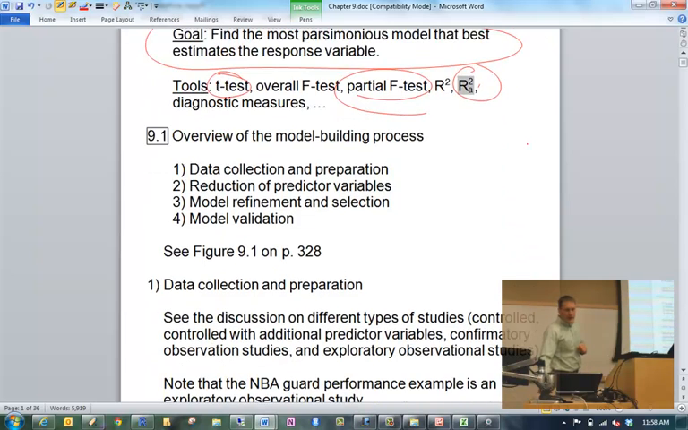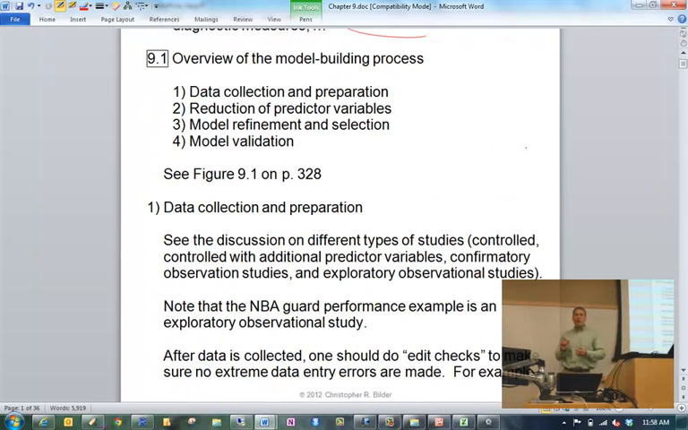Section 9.1 just gives an overview of the model building process. Step 1, you've got to have data. Go collect your data. Make sure there are no data entry errors. Step 2, this is the one we are going to focus on in this chapter: reduction of predictive variables. Oftentimes, you collect more predictive variables than what you really need. How do you sort through them to choose, yes, I want to use this one further, or no, I'm just going to throw this one away? That's what we're going to talk about in this chapter. We'll look at some ways to make the decision.